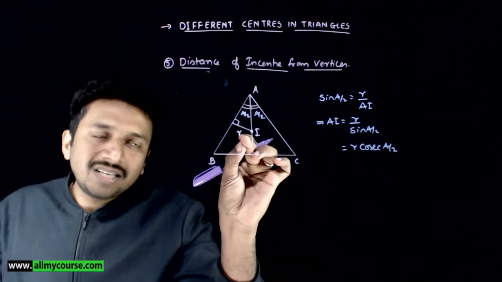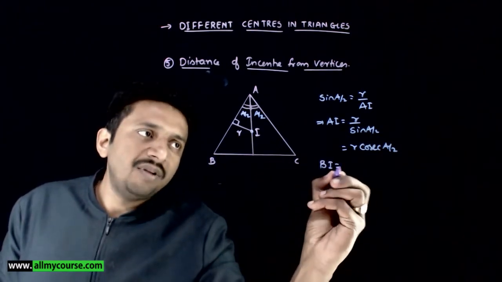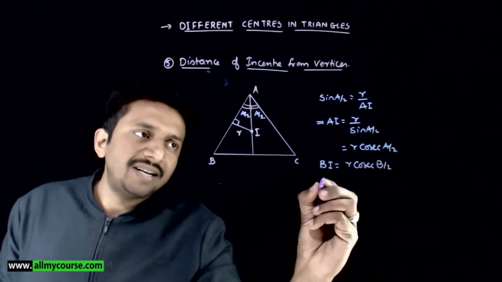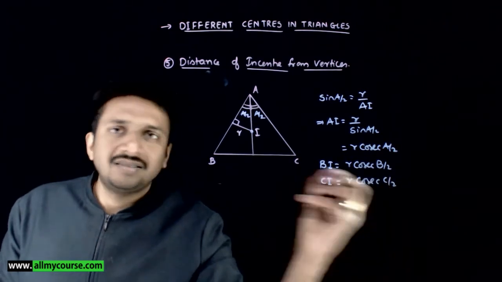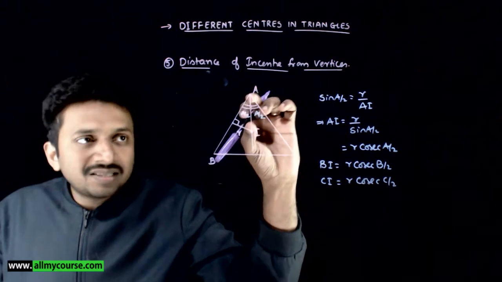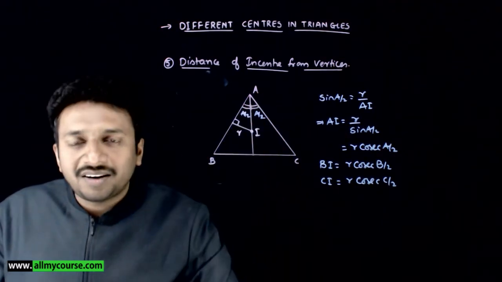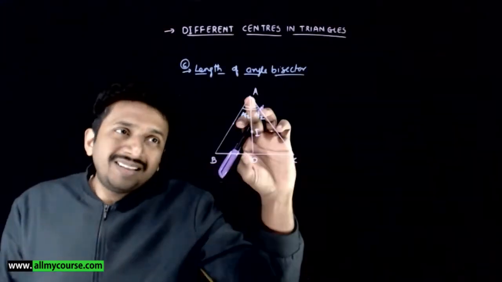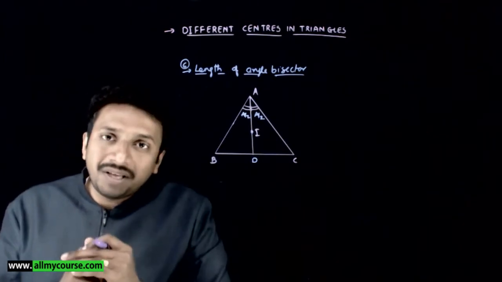If you want the distance of I from vertex B, BI will be equal to R cosecant B by 2, and CI will be equal to R cosecant C by 2. So the distance of the vertex from the incenter can be very easily calculated by constructing this right angle triangle. Next, if you want the length of the complete angle bisector, you can also find it very easily.